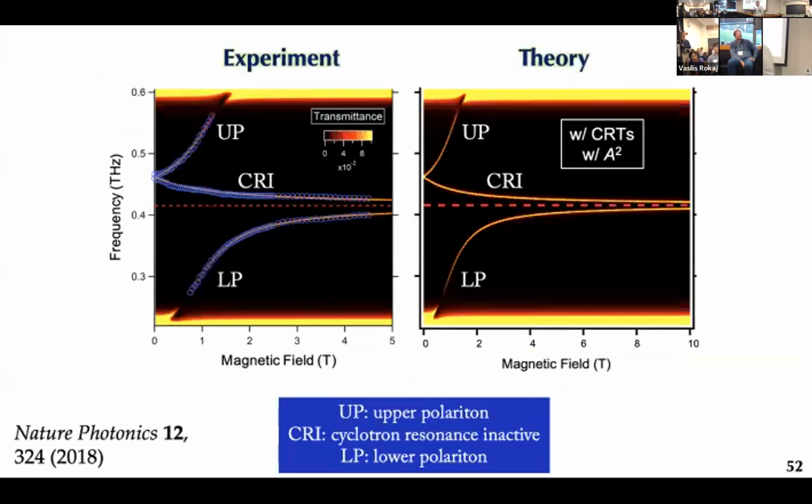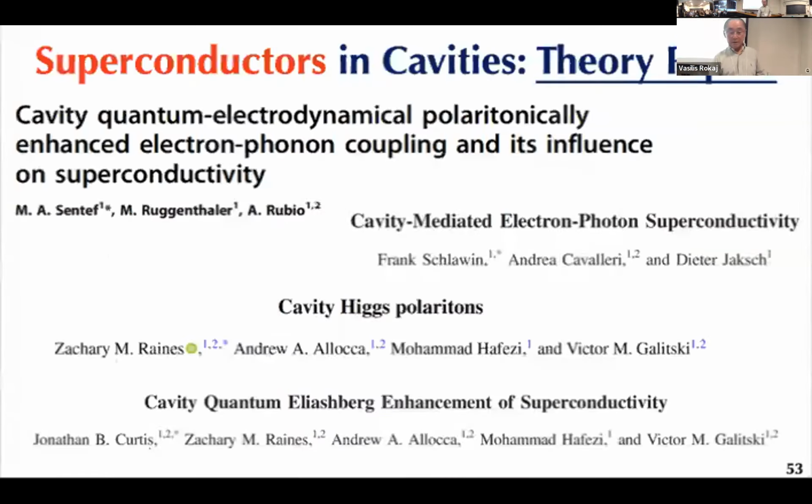So basically, this first experiment was done in a textbook semiconductor, gallium arsenide 2-DEG. We know everything about gallium arsenide, so it's rather boring. Okay, so we want to study more interesting quantum materials.